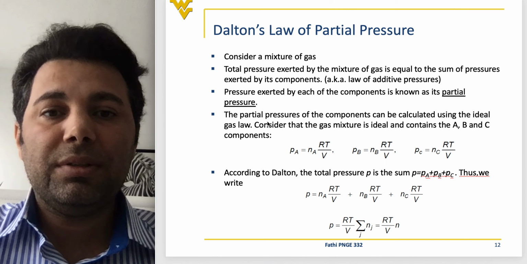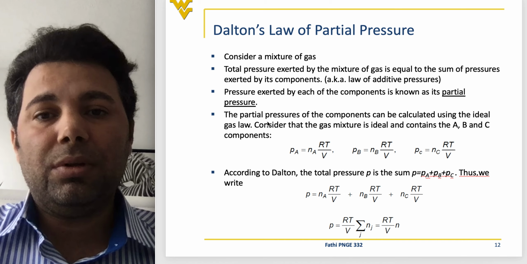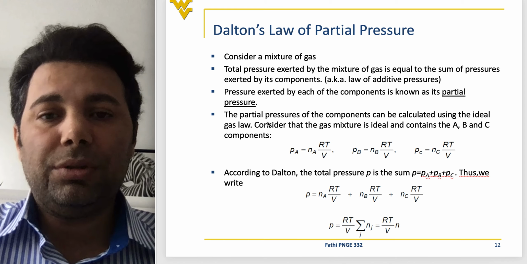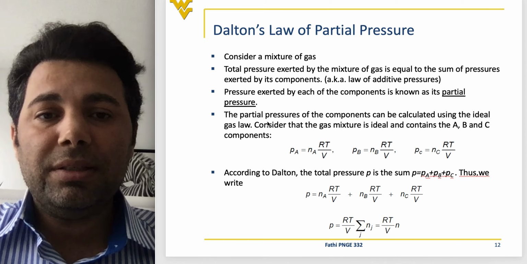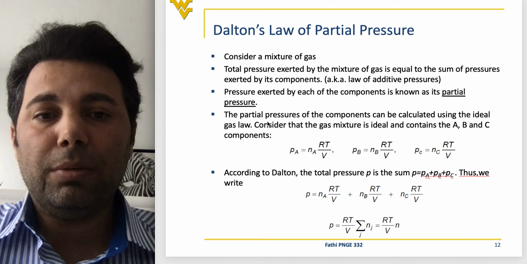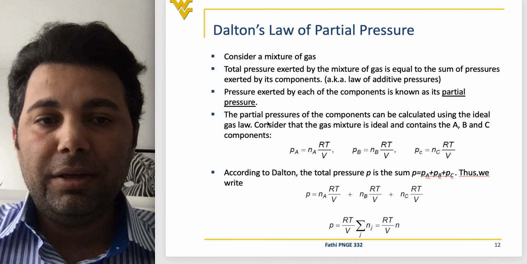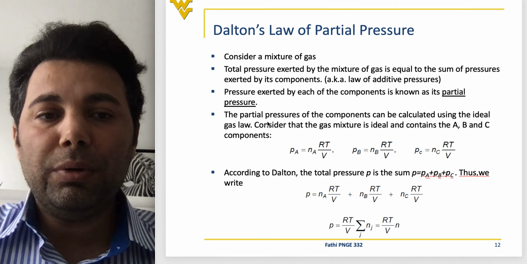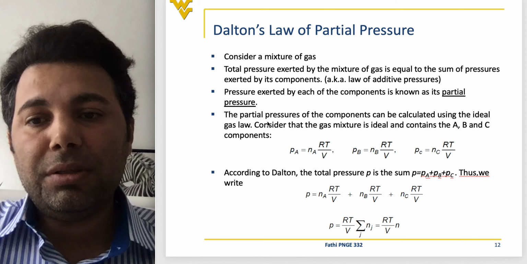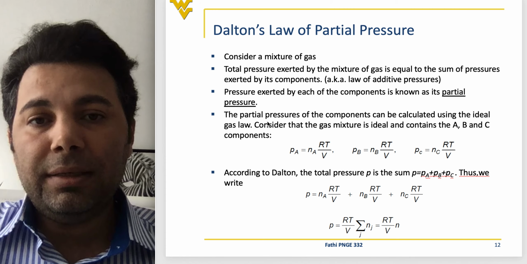The first law that discusses mixtures of different gases is Dalton's law. Dalton says the total pressure exerted by a mixture of gases is equal to the sum of the pressures exerted by its components. This is also known as the law of additive pressures. The pressure exerted by each component is known as the partial pressure. The total pressure is simply the summation of partial pressures. And this is for an ideal gas.